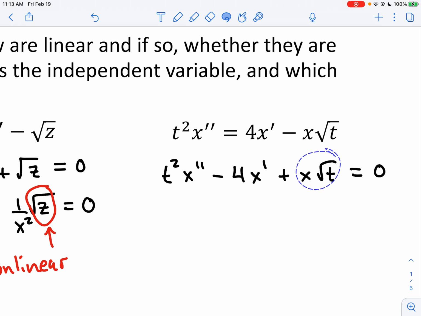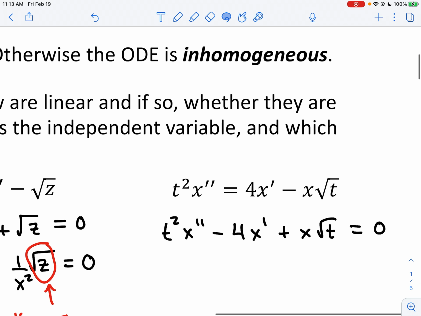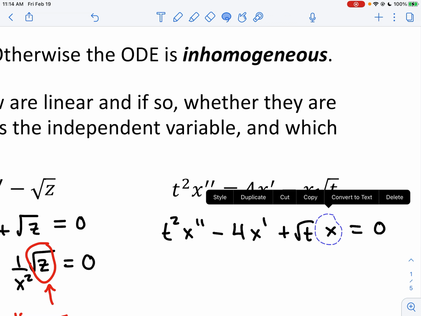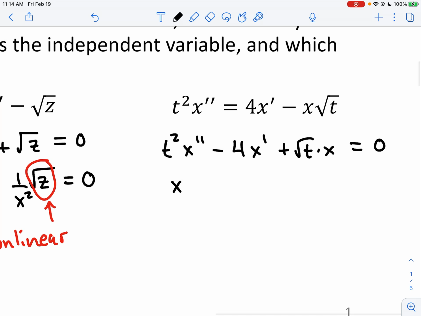And I'm going to switch this around just so it matches this form. So I'm going to put the independent function in front of the dependent variable. So to do that, I would simply just switch the order of these two things. You don't have to do this, of course, but just make sure that this x is not inside the radical. Or maybe put a dot right there. Then I'm going to divide everything by t squared. So we have x double prime minus 4 over t squared times x prime plus radical t over t squared times x is equal to 0.